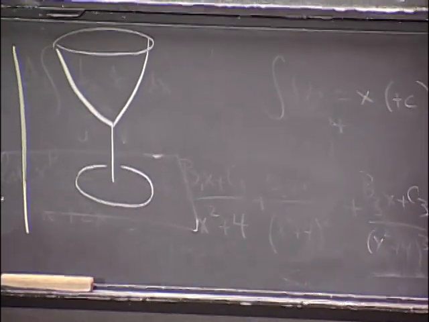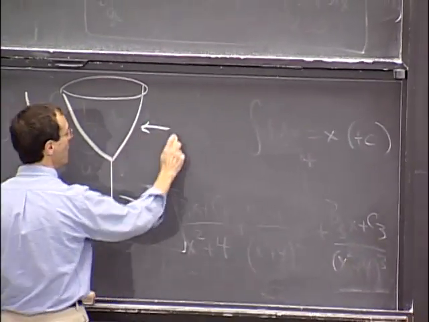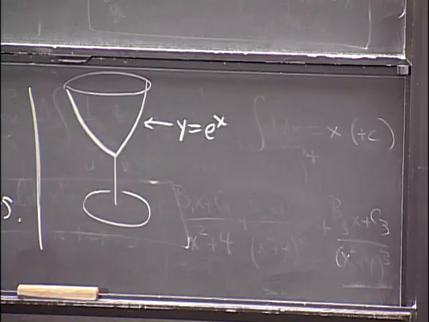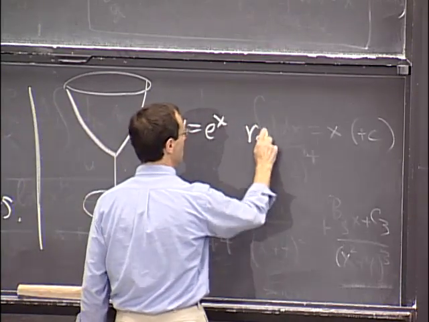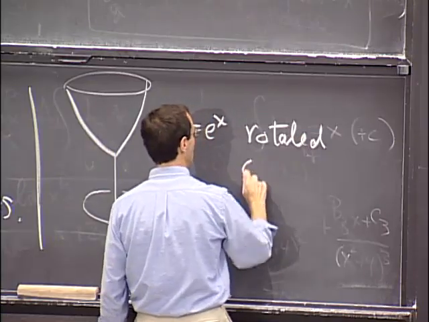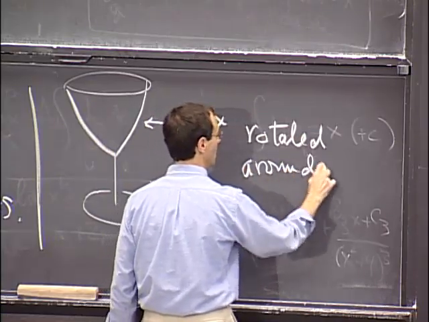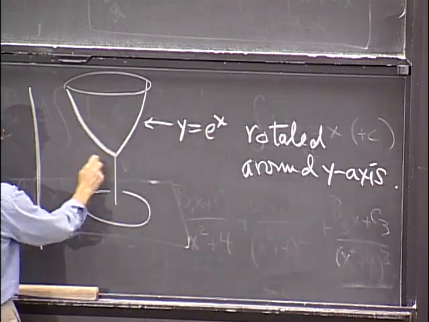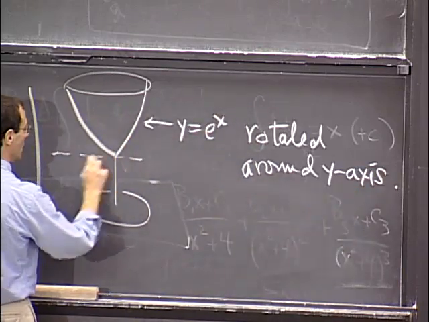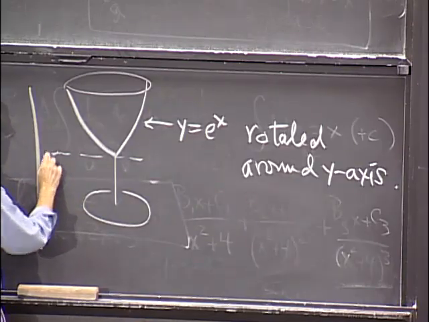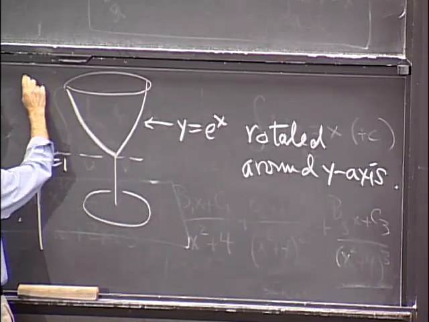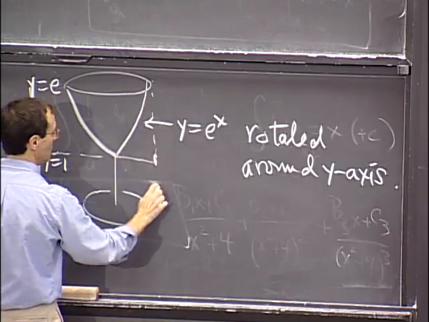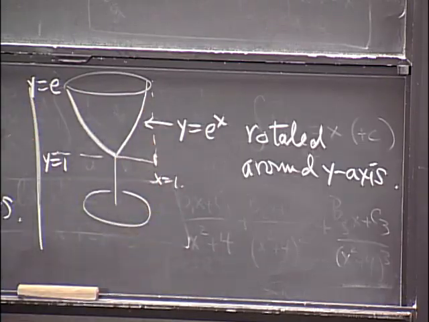Okay, so what's it going to be? This graph is going to be y is equal to e to the x. There, and we're going to rotate it around the y-axis. And this level here is the height y equals 1, and the top, let's say, is y is equal to e, so that the horizontal here coming down is x equals 1. Okay?